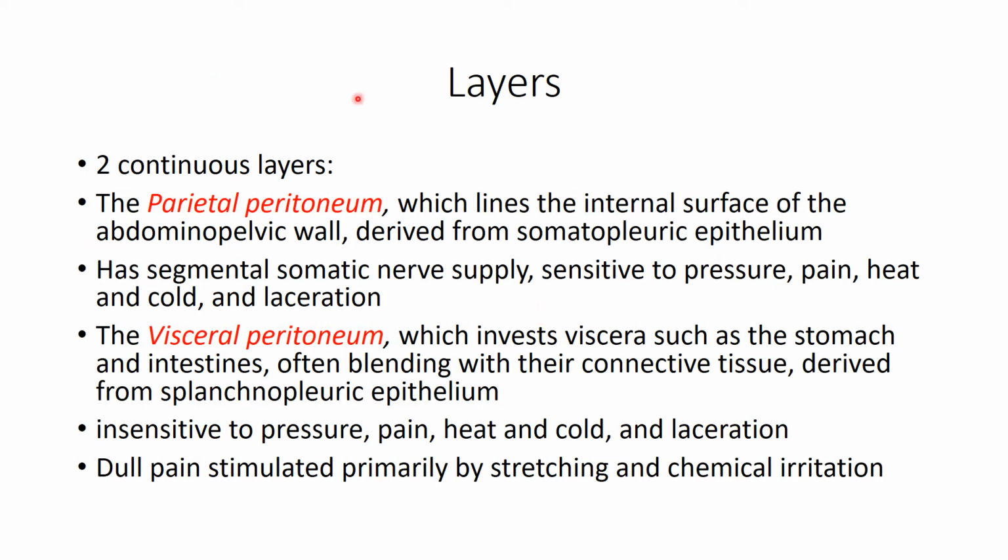Now similar to the pleural cavity or pericardial cavity, which are lined by pleura and pericardium respectively, the abdominopelvic cavity is lined by peritoneum. It is made of two continuous layers: a parietal peritoneum, which lines the internal surface of the anterior and posterior abdominal wall, the lateral wall of the pelvis, and the under surface of the diaphragm, and these are derived from the somatopleuric layer of the mesoderm, and hence it has segmental somatic nerve supply, and it is sensitive to pressure, pain, heat, cold, and laceration.